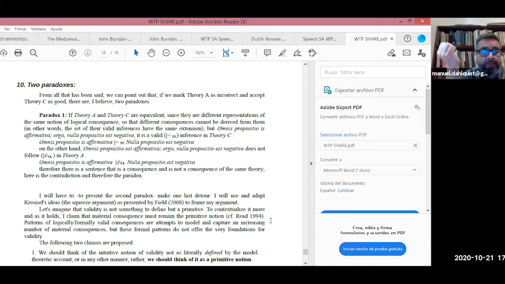In other words, the set of their valid inferences have the same extension, but "Omni Propositio is affirmativa, ergo Nulla Propositio is negativa" is a valid inference in theory C. But "Omni Propositio is affirmativa, Nulla Propositio is negativa" is invalid in theory A. Therefore, there is a sentence that is a consequence and is not a consequence of the same theory. Here is the contradiction and therefore the paradox.